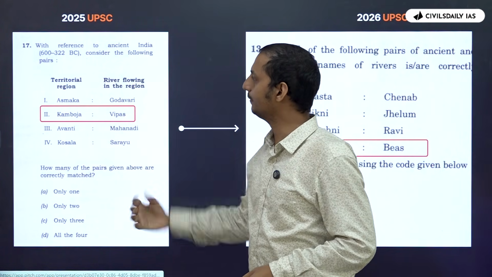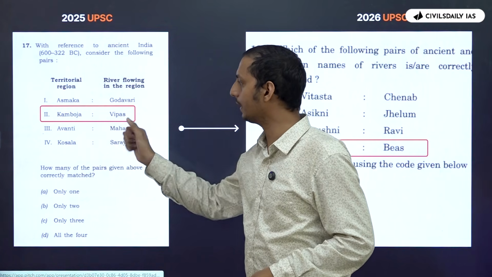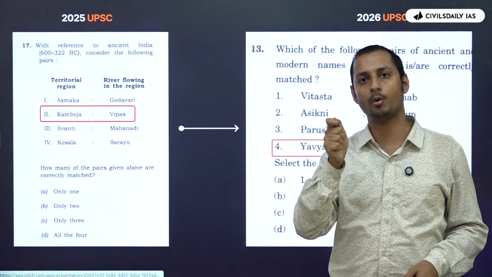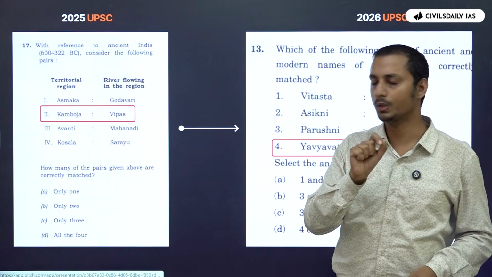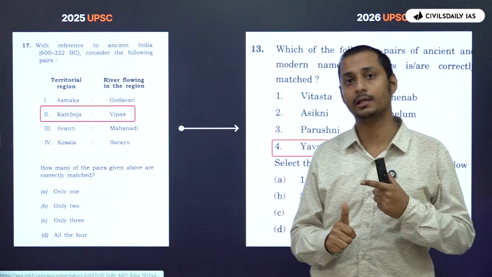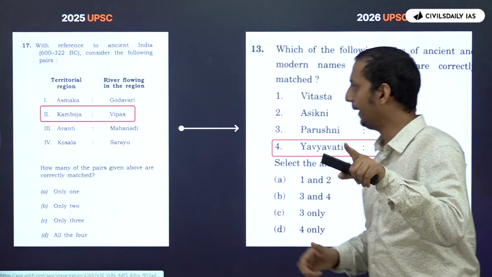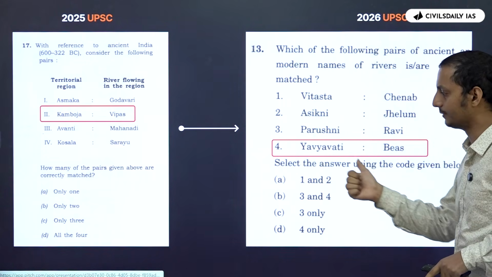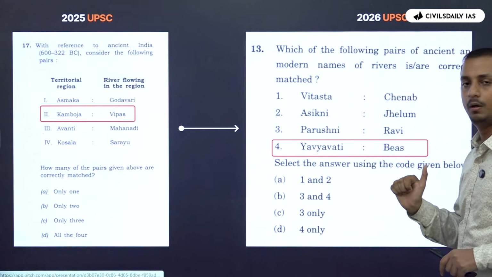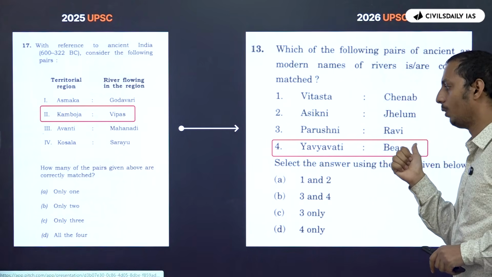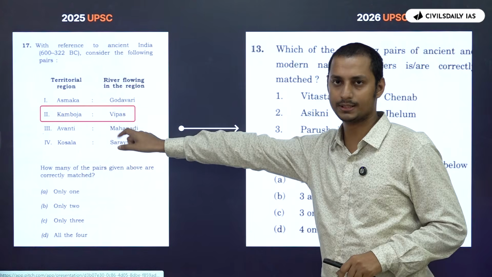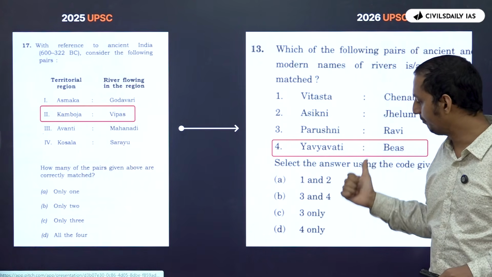Okay. So here, let's say for example, 2025 UPSC, you can see that with reference to ancient India, territorial region, Cambodia, they have provided Vibhas. And Vibhas is the ancient name for Bias. And in 2026, they have provided the same thing: Yavyavadi, Bias. But Bias' old name is not Yavyavadi. It's basically Vibhas. So therefore here, 4 is incorrect.